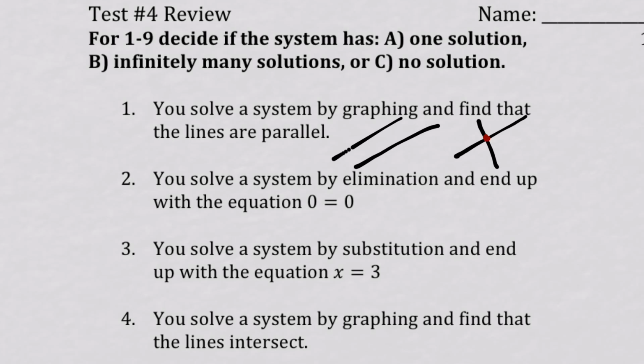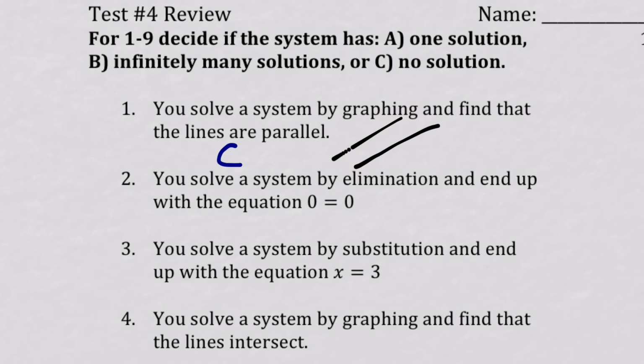But in a situation where the lines never intersect, as in parallel lines, the ones that I have right here, there's two parallel lines, they will never intersect, which means that they will never have a point of intersection, which means that they will have no solution. The answer to this one is C, no solution.